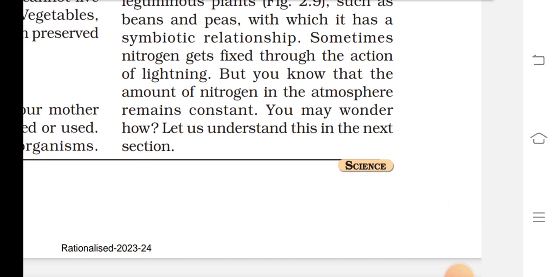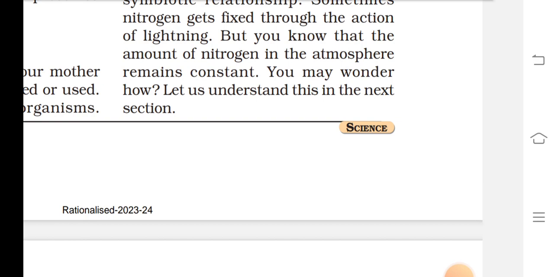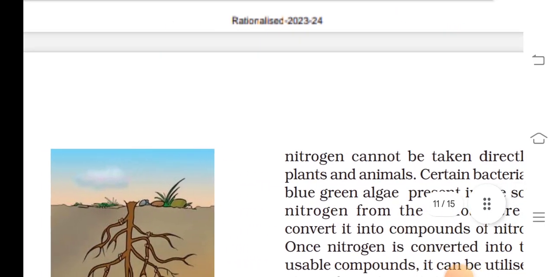Sometimes nitrogen gets fixed through the action of lightning, but you know that the amount of nitrogen in the atmosphere remains constant. You may wonder how. Let us understand this in the next section.